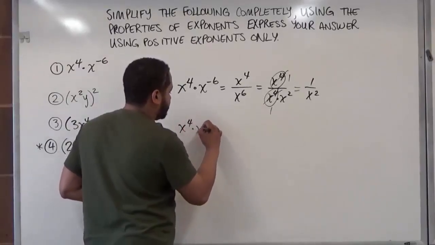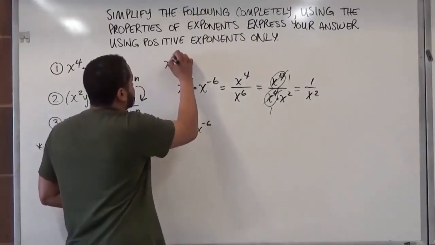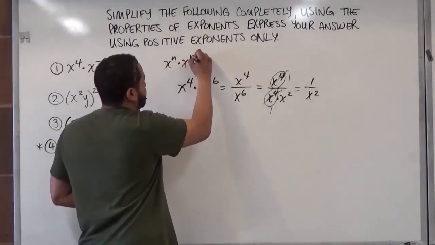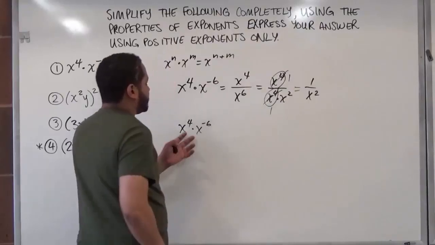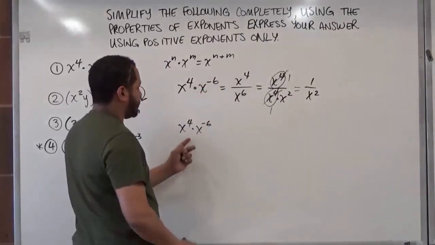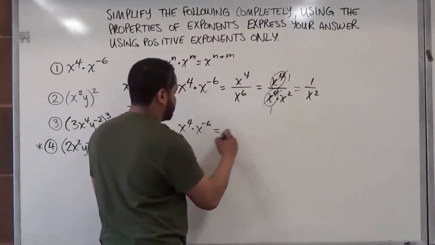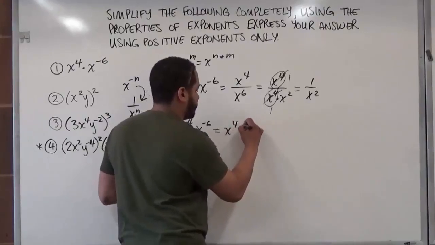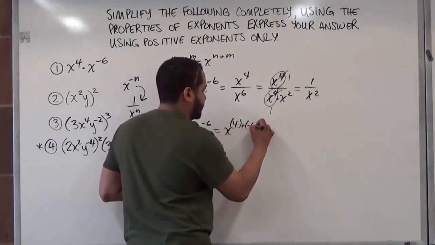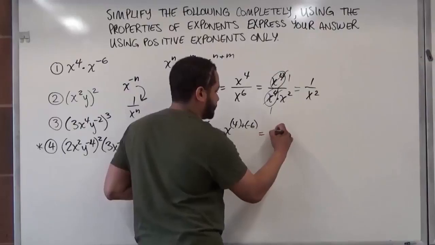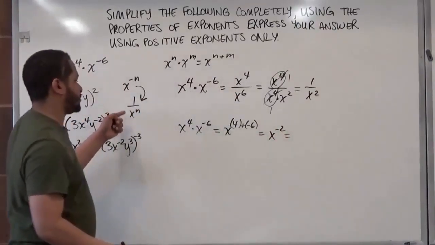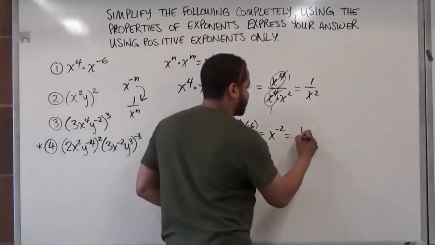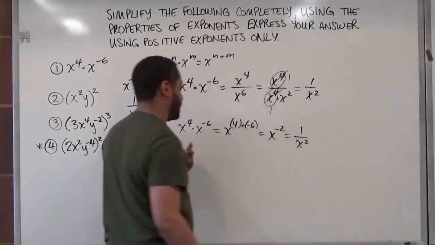Or actually we're going to use the addition rule, right? X to the n times x to the m gives us x to the n plus m. So here we just have to add up the exponents to get the new exponent. And when we multiply these two, we have x to the fourth plus negative 6 is the exponent. This gives us x to the negative second, which then we use this rule to move it to the denominator. That gives us 1 over x to the second, which is a lot easier to do.